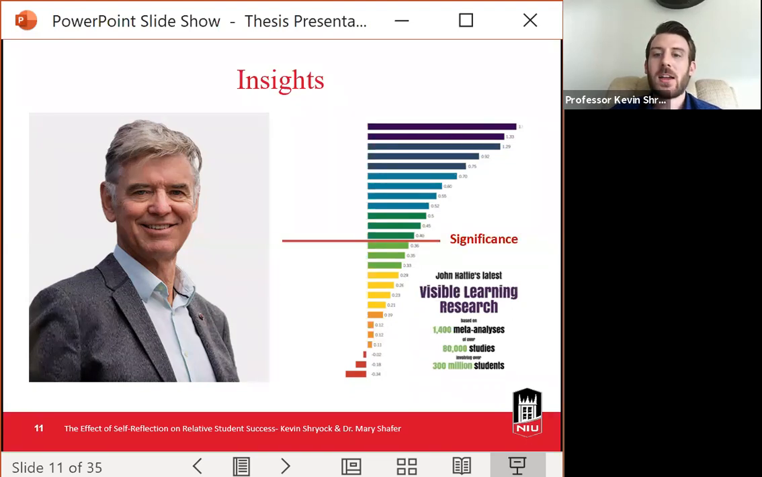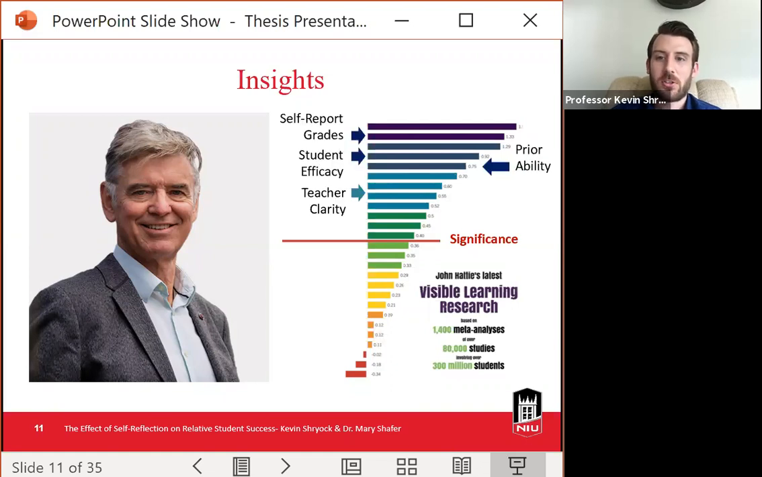Now, above this line of demarcation, we can see that there are plenty of different factors. Student self-reported grading, for example, student efficacy, or the belief that they can affect their own learning. Also above this line is prior ability and teacher clarity. Now, below this line, Hattie placed factors such as homework, which flies in the face of traditional belief that additional worksheets and practice problems are all that is required for students to learn. There are even factors below this line that have a reported negative effect, such as performance goals, whereas learning goals actually have a very high effect size.